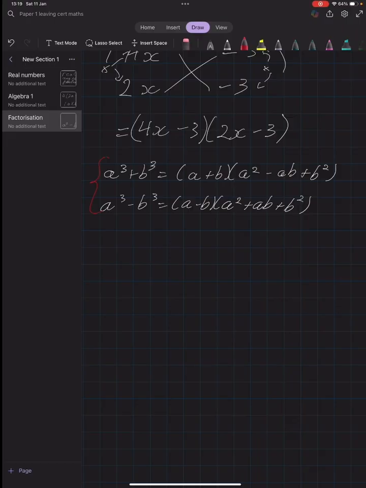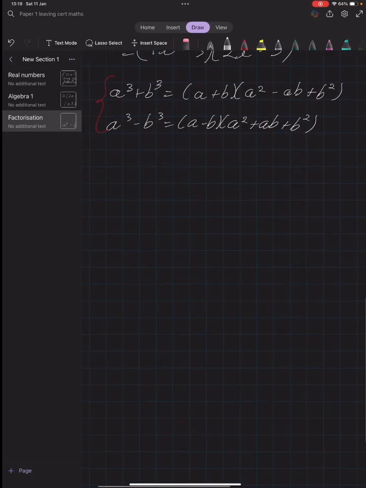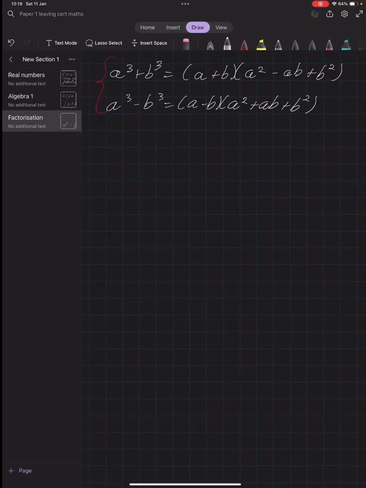If you'd like, you can multiply these out, and you will find that they are a cubed plus b cubed and a cubed minus b cubed respectively. But yeah, I'm not going to. So that's just a definition of the algebra.